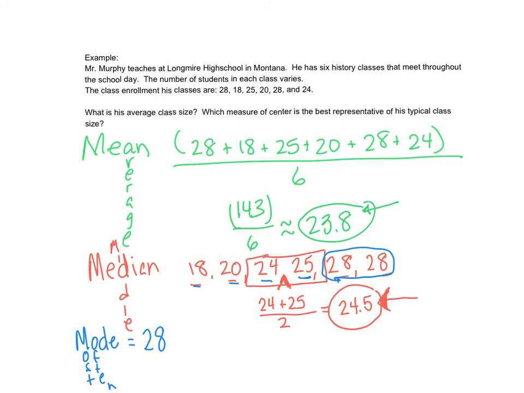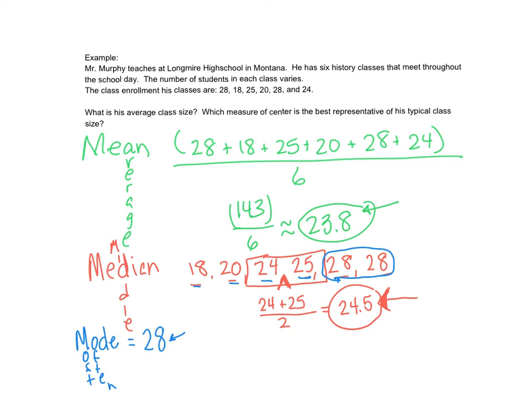And since his mode is 28 and he has half of his classes that are more than 24 students, or 25 or more, that means you want to choose a number that's not on the low end, but slightly on the higher end. So that's why I feel in this case, the median is the best representative number for his typical class size. He has, on average, about 24 or 25 students in his typical class size.